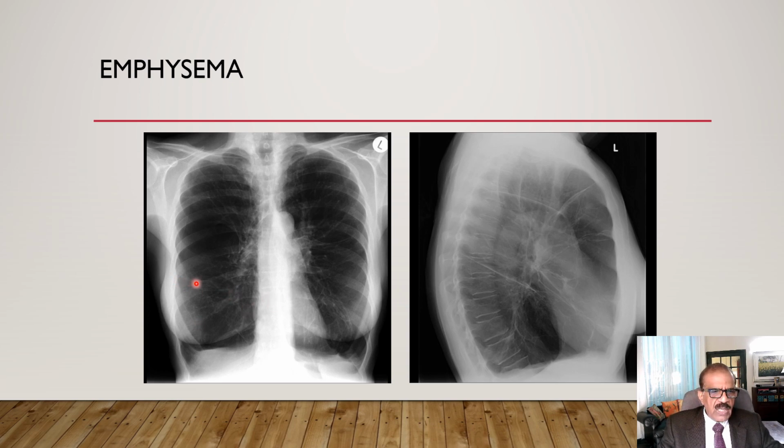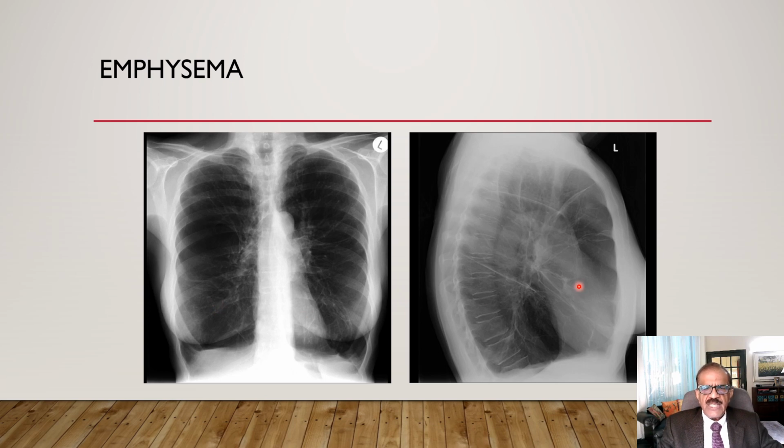Maybe if you stretch your imagination, you can appreciate one bulla here, because you don't see any lung parenchyma here. This is completely jet black as compared to this one. So there may be a big emphysematous bulla here.